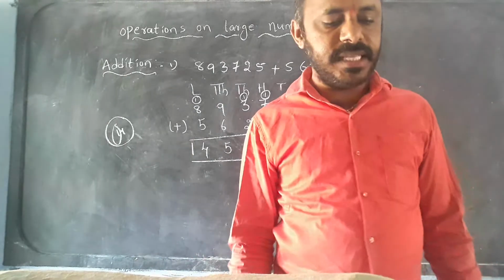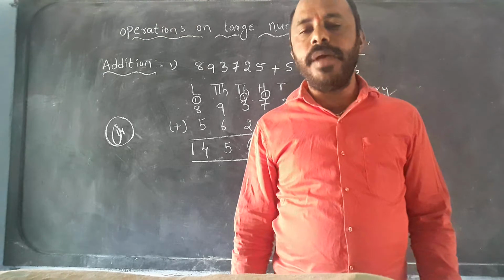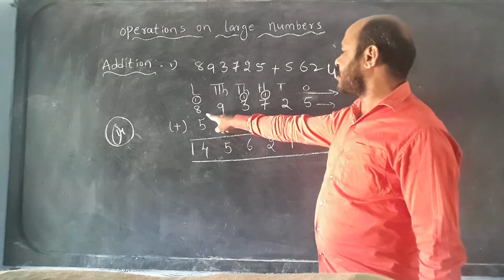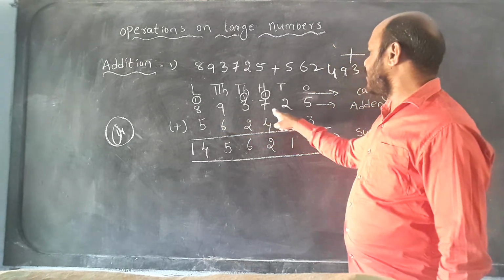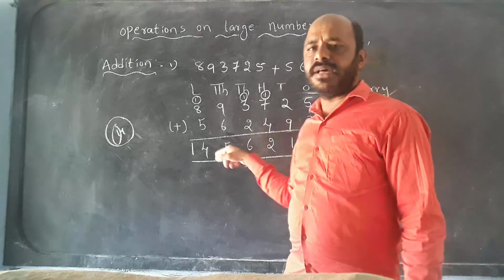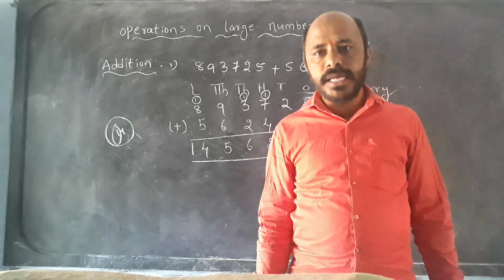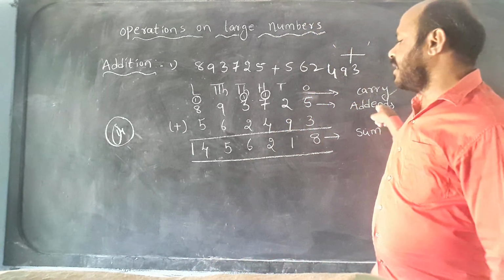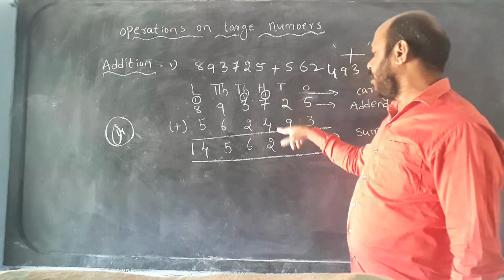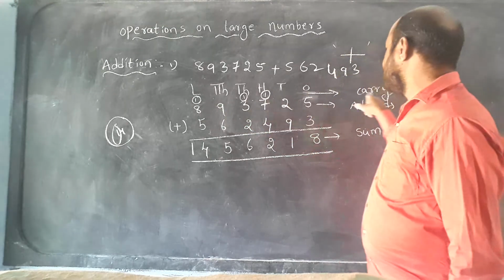Whenever we get a problem on addition, each of the numbers to be added is called an addend. Here, 8,93,725 and 5,62,492, each of these numbers added is called an addend. Then the total we will call a sum. Whenever a number has 2 digits and we write the extra digit on the previous place, this we will call a carry.